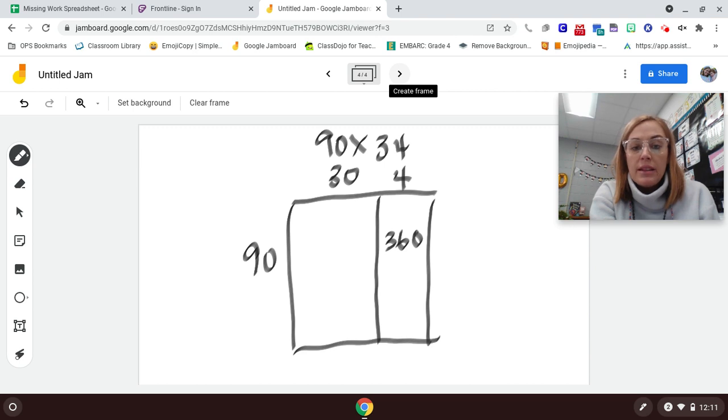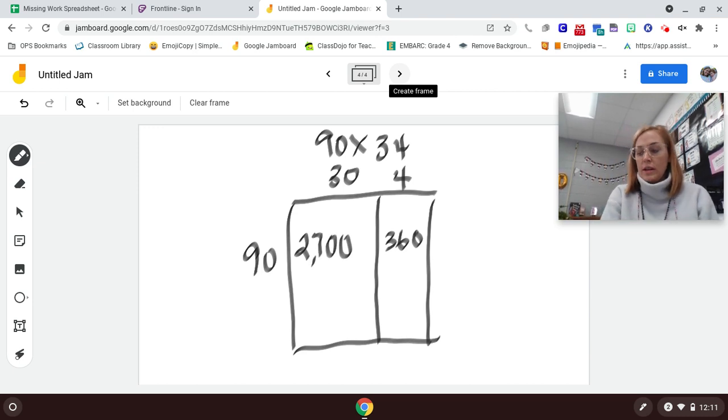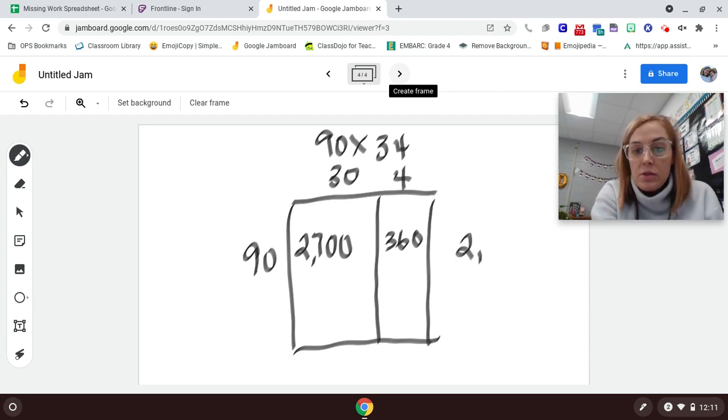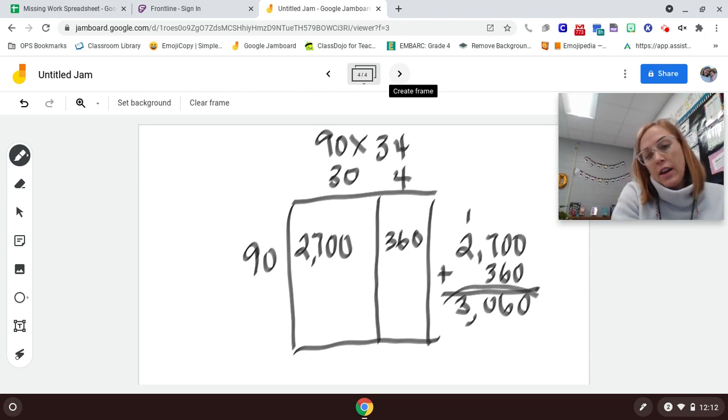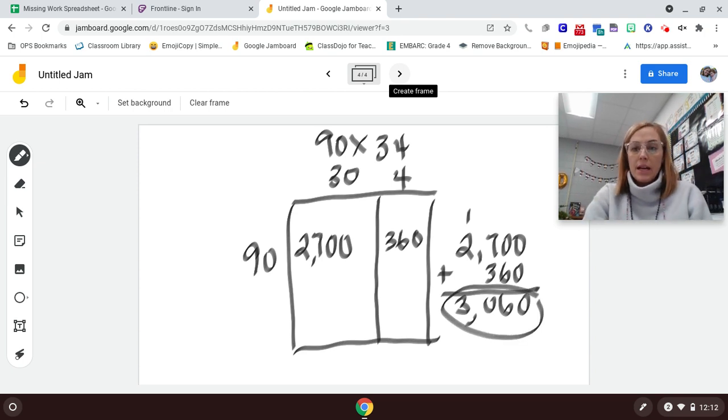And I'm going to do the same thing in this box. I know 9 times 3 is 27. I have 2 zeros I have to add on, and then if I count back 3, I know it's 2,700. The last step is adding together. So 2,700 plus 360 is 3,060, my final answer. So I know 90 times 34 equals 3,060.